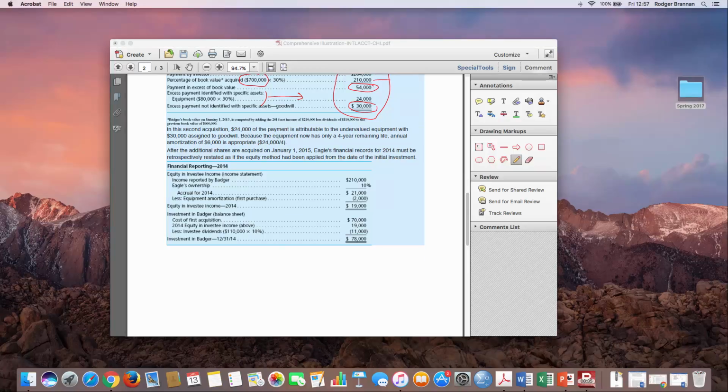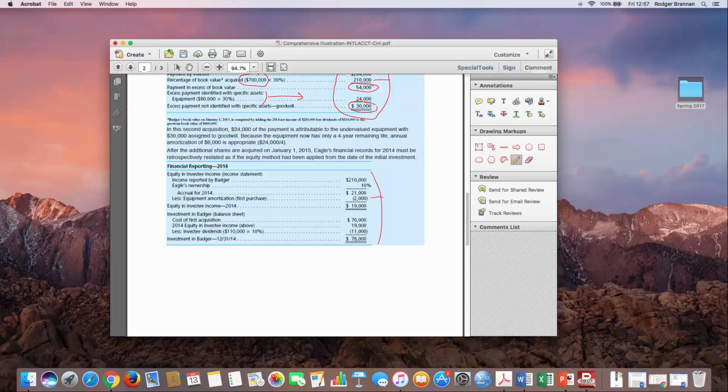Okay, now the objective of this problem is to determine what is the proper amount of the investment account that Eagle should have on its balance sheet reflecting its percentage equity in Badger. Now, we have to go back to this retroactive restatement so that as of 2014, Badger reported net income of $210,000. 10% of that is $21,000.